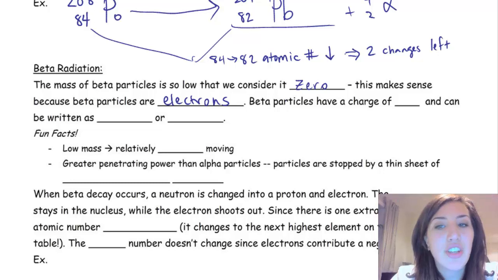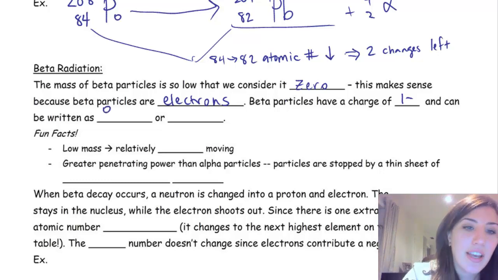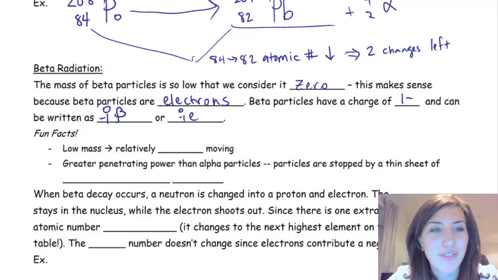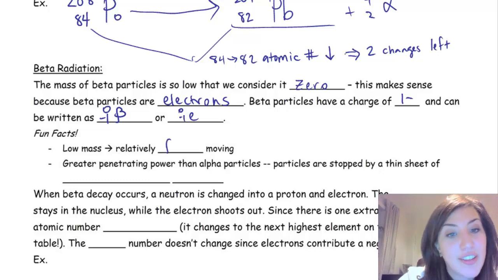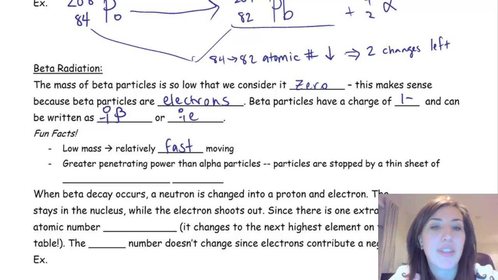Beta particles have a charge of 1 minus or negative 1, and they can be written as either atomic mass of 0, negative 1 here because they're not on the periodic table, and this is the same for electrons. Fun facts for beta. Low mass means that they're relatively fast moving, faster than alpha particles at least. They have a greater penetrating power than alpha particles.